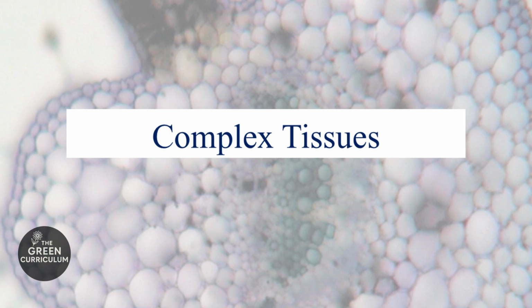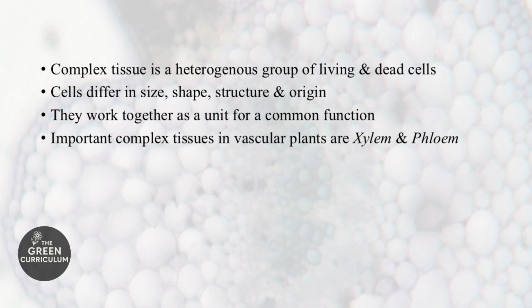Hi everyone, today we'll discuss complex tissues. Complex tissues means it is made up of more than one type of cell, and the components can either be living or dead, and they differ in size, shape, structure and origin. Though they differ in various aspects, they have to work together as a unit to run a common function.